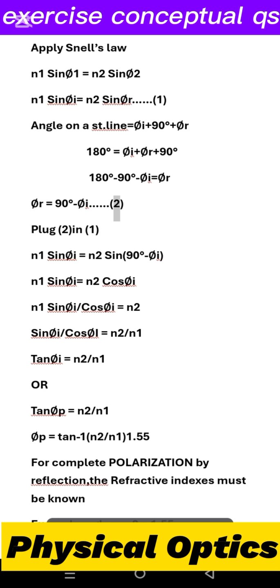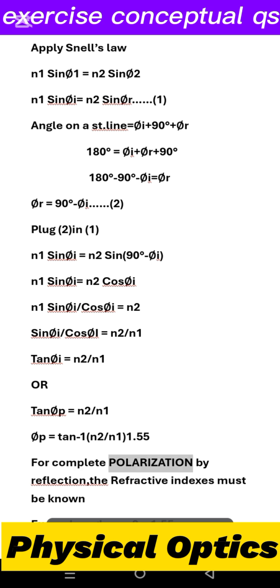2. Plug 2 in 1. n1 sin φI equals n2 sin (90 degrees minus φI), so n1 sin φI equals n2 cos φI. Then sin φI over cos φI equals n2 over n1. Tan φI equals n2 over n1, or tan φP equals n2 over n1. φP equals tan inverse of n2 over n1.